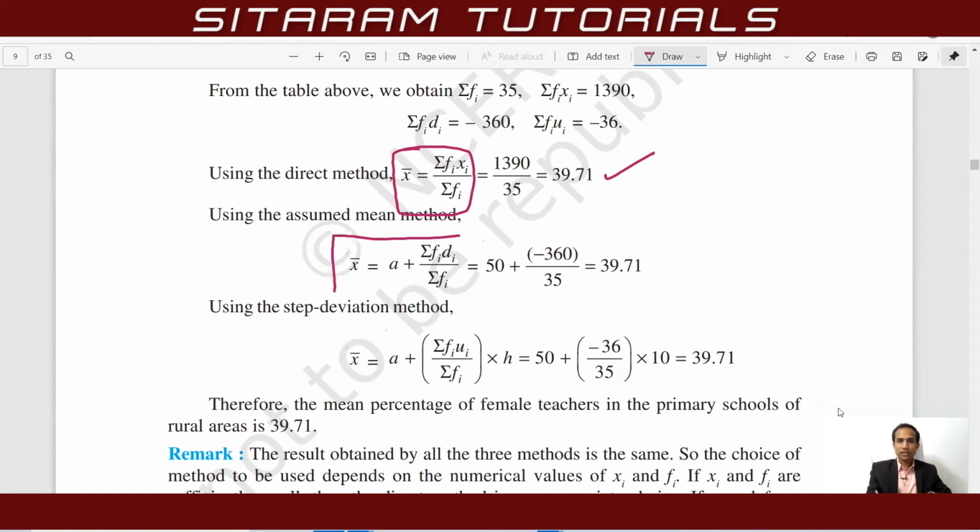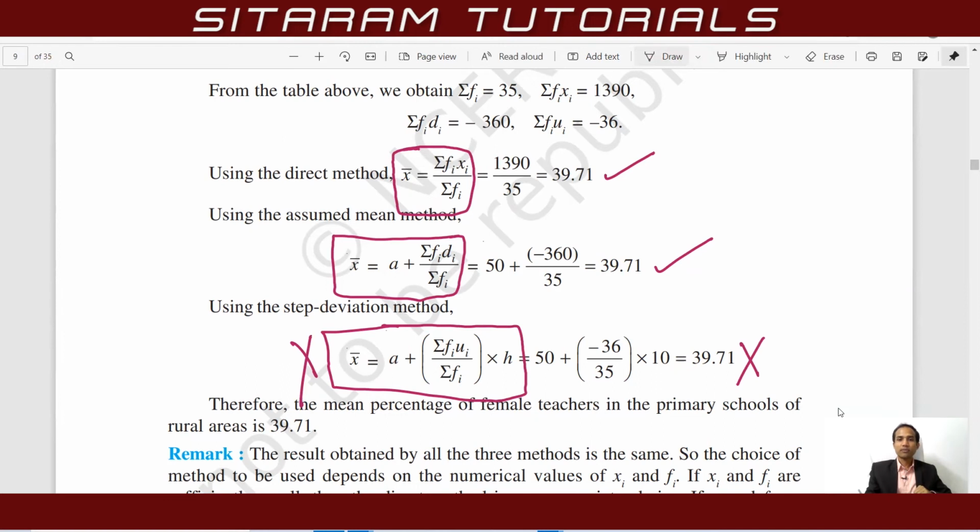And this is the assumed mean method: a plus summation fi di divided by summation fi. This method is also there. But this method is not going to be there: a plus summation fi ui divided by summation fi, into h. This is not going to be there. You don't use this method. So if any question is given and asks us to find the mean using an appropriate method, you can use either direct method or assumed mean method, but not step deviation method. This is deleted from the portion.